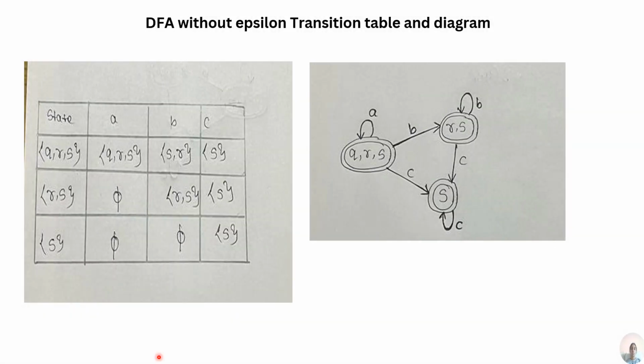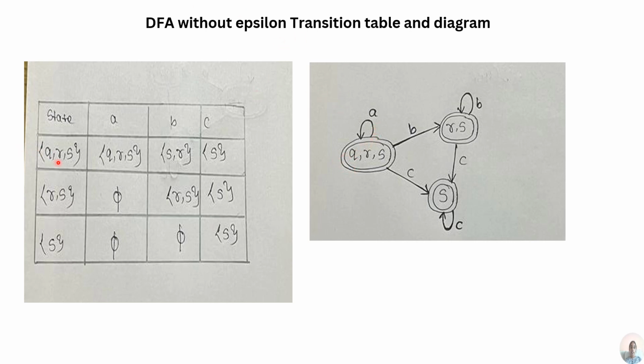Next, we move on to the DFA without epsilon transition table and diagram. These are all the new states, and A, B, C are the input symbols. For the diagram, we can refer to this table. These three states are final states because, in the NFA with epsilon diagram, S is a final state.